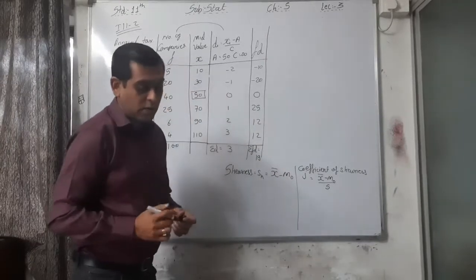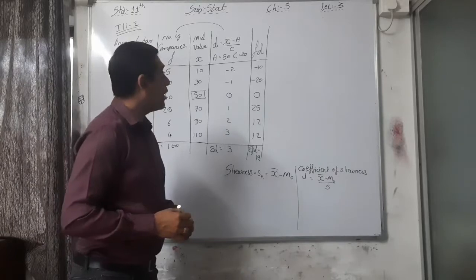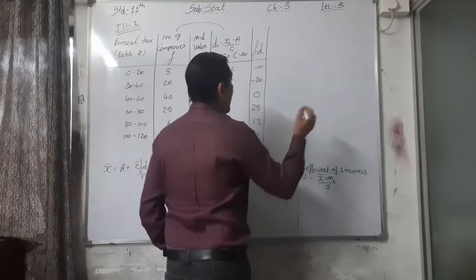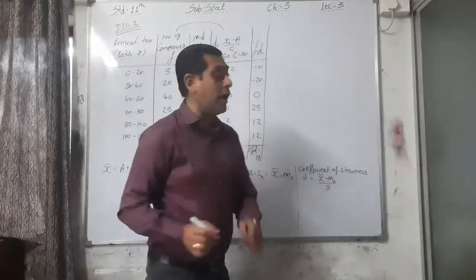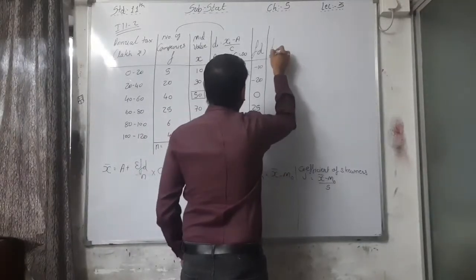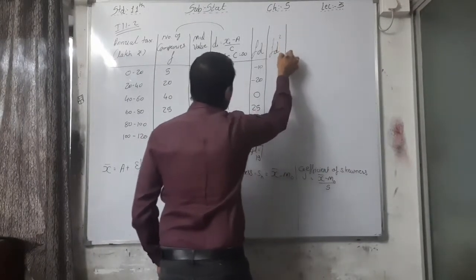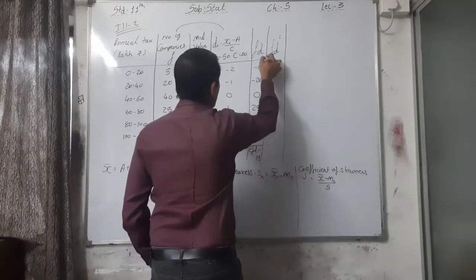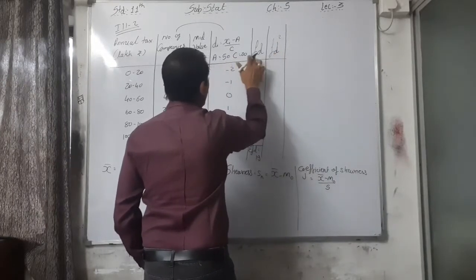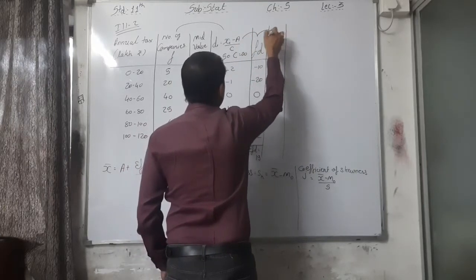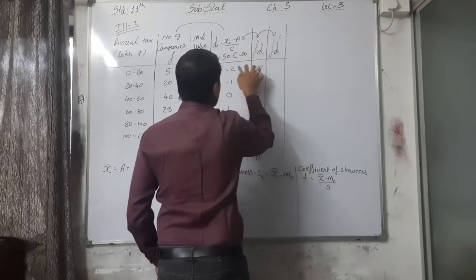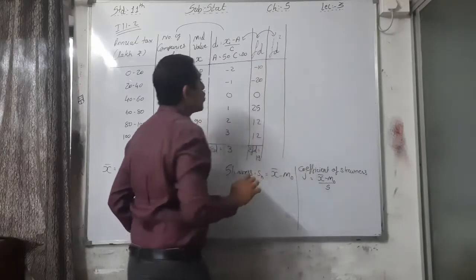Sigma FD is equal to 19. Okay. And now for S, that is standard deviation, we want FD square. So here the last column is FD square. See what it means: FD into D. This into this is equal to FD square.